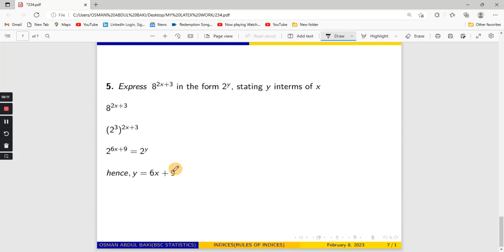Now let's come to the final question. The final question says: express 8 raised to the power 2x plus 3 in the form of 2 to the power y, stating y in terms of x. So here too, this is the question that they are giving for you to simplify.